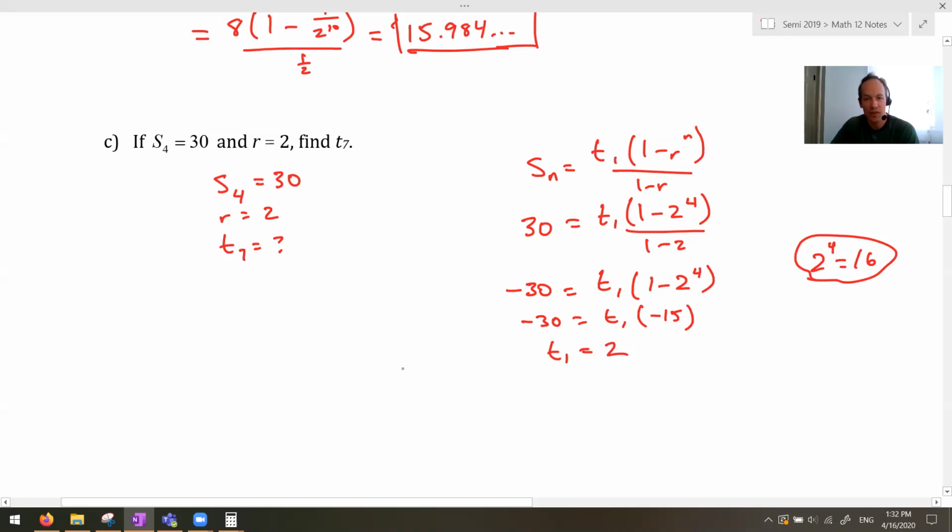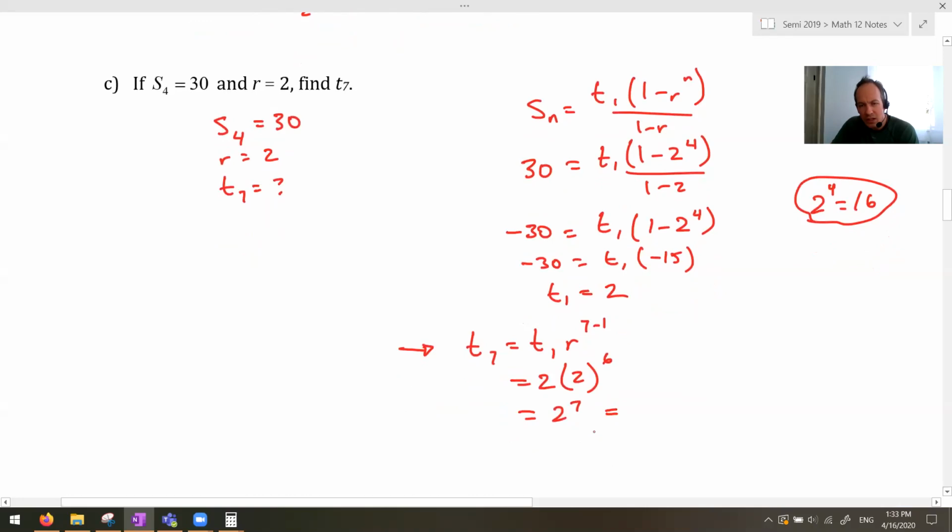And if we know that, then we can say T7 is equal to T1 times R to the power of 7 minus 1. So we can go 2 times 2 to the power of 6, which would be 2 to the power of 7, and 2 to the power of 7 would be 128. So the 7th term would be 128.